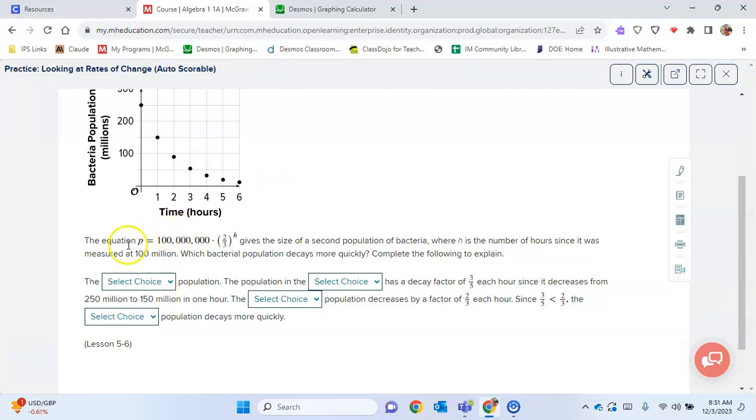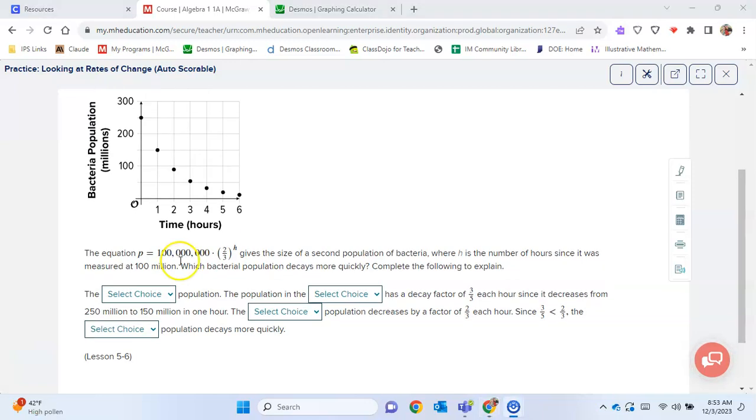All right, I'd like to show you, so I'll type in this equation, and I'll type in this equation for the graph. All right, I typed in the equation of the second population, and I typed in an equation for the graph, which begins at 250 million, and then 150 million divided by 250 million gives me a decay factor of 3/5.